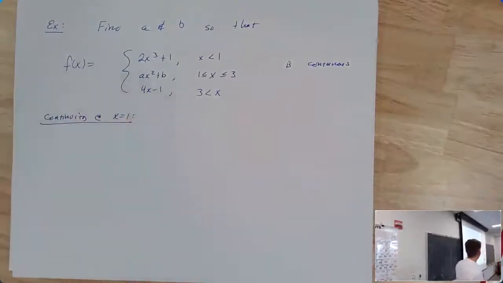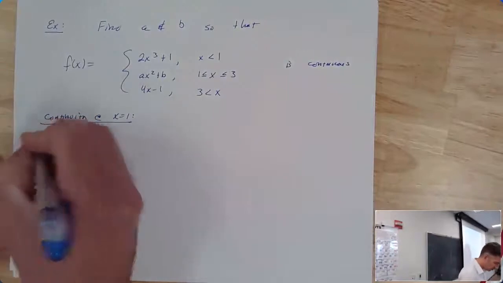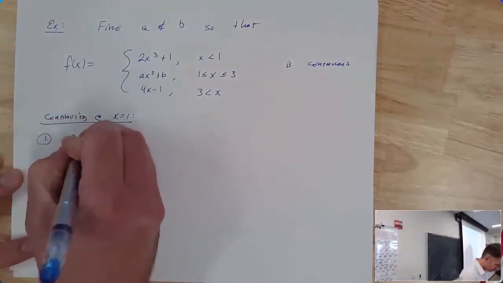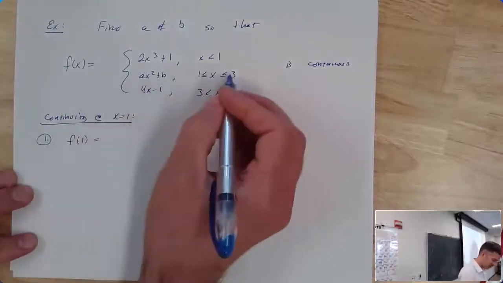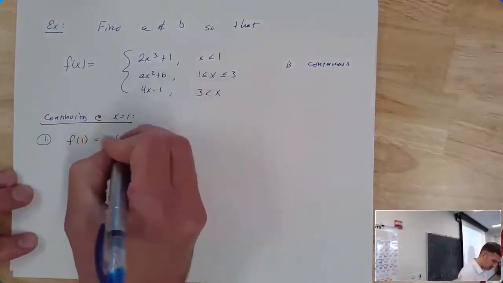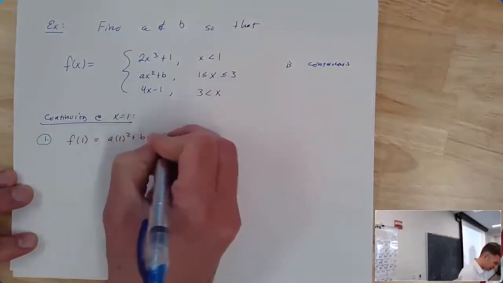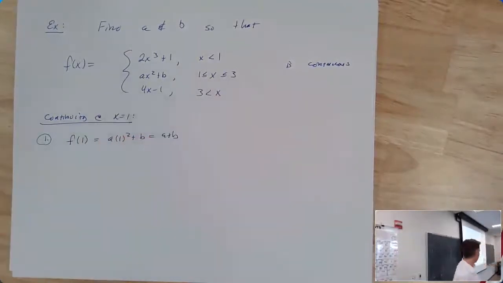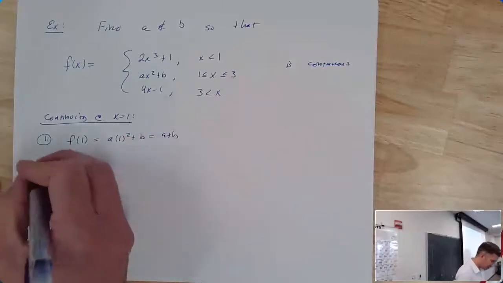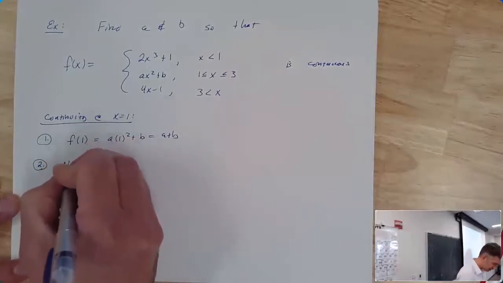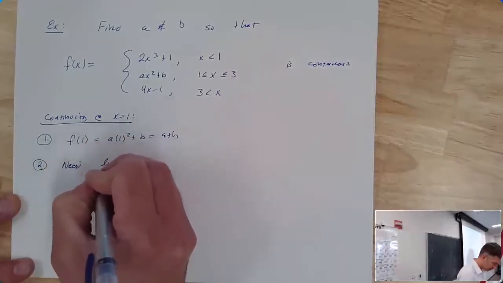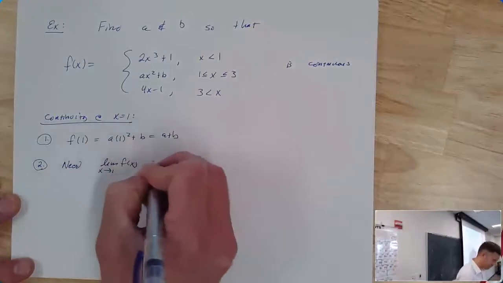And when I'm thinking about continuity, I'm always looking to show the three things we need to show are true for continuity. So thing one, we need to show or find what the function is defined to be at 1. So if I plug in 1, I'm going to get, if I plug it into the place where it's defined, a times 1 squared plus b, which is a plus b. Not very exciting. The second part is really what matters here. We need to show that the limit as x approaches 1 of f of x exists.